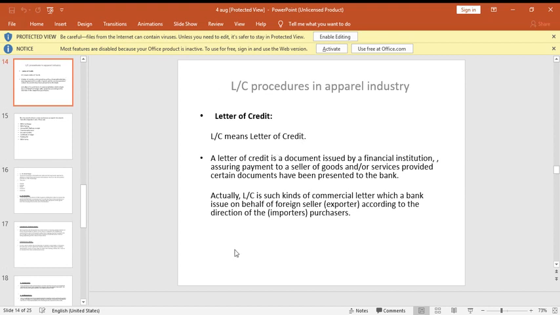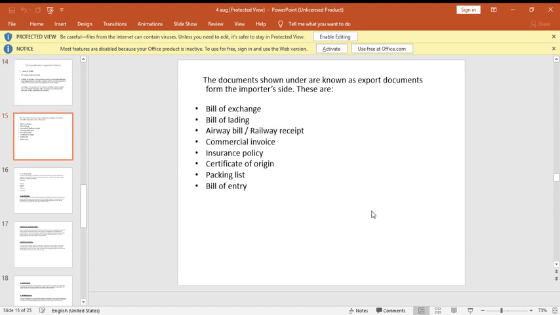So what is letter of credit? It is a document issued by a financial institution assuring payment to the seller of the goods or services, provided certain documents have been presented to the bank. So we have learned bill of exchange, bill of lading, airway bill or railway receipt, commercial invoice. We learned insurance policy, certificate of origin, packing list, and lastly bill of entry.